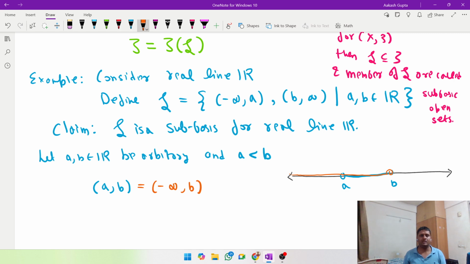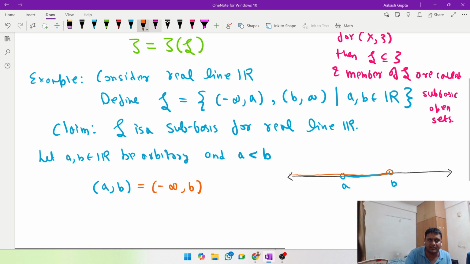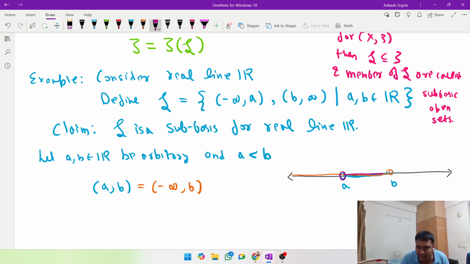Okay, what I want to do is, say let's choose this color and consider this. So what is this? A to infinity. What you should have between these two sets, as you might have guessed, is the intersection. So observe this.